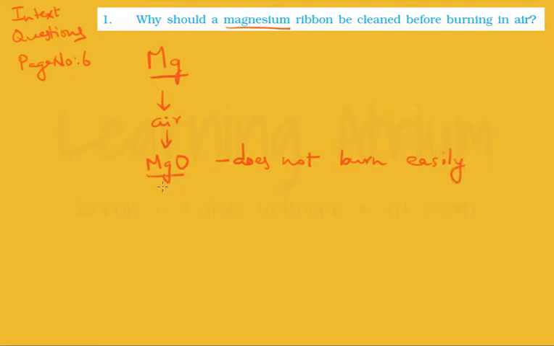The first question is, why should a magnesium ribbon be cleaned before burning in air? We all know that magnesium is a metal. When magnesium is exposed to air, it forms a layer of magnesium oxide. This magnesium oxide does not burn easily. This layer of magnesium oxide must be removed using a sandpaper. This removal exposes magnesium again so it can be burned easily.